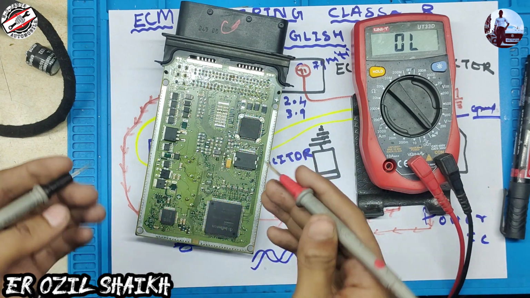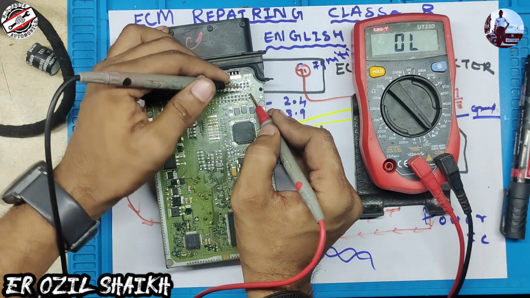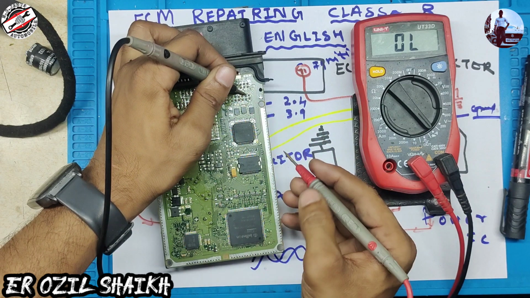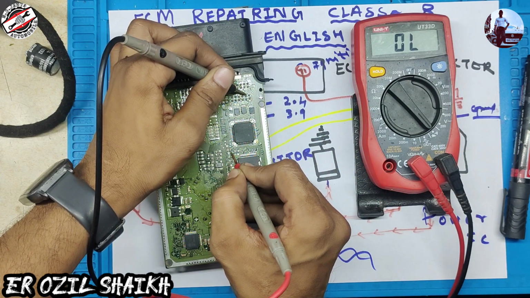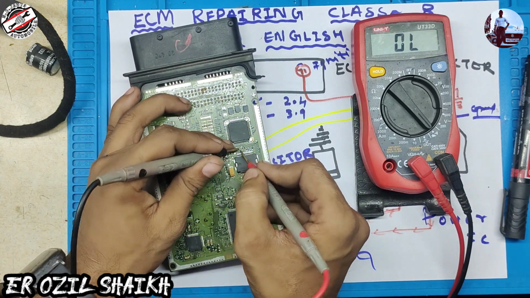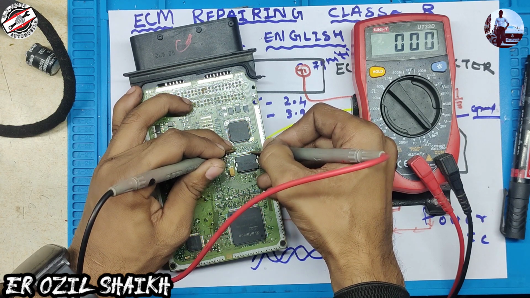Another one is the ignition. As you know, we have ignition 71. Here is 72, here is 71. You can see here is a resistance, and this resistance connects to ground, and the other side of the resistance goes to pin number 5, as you see.